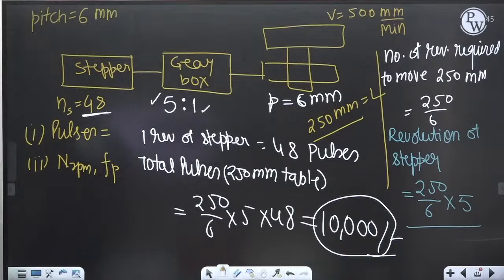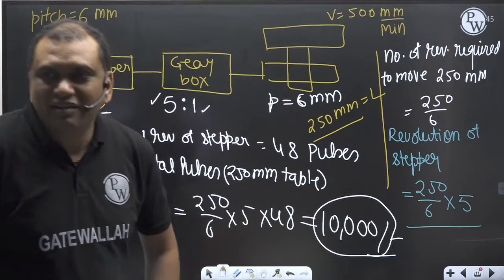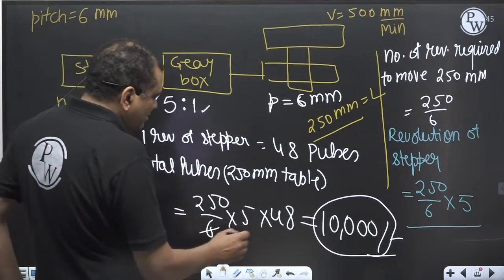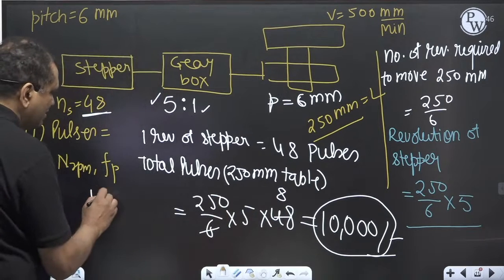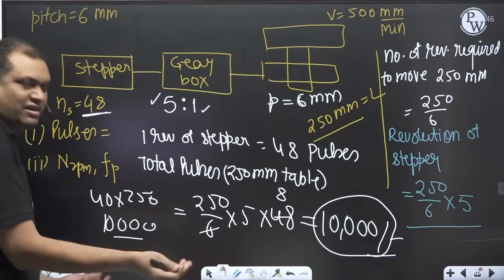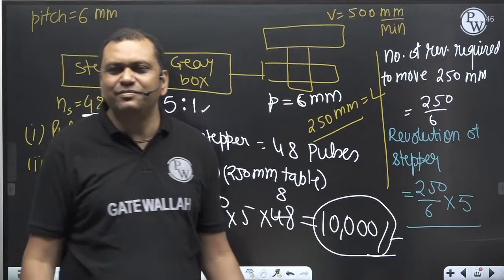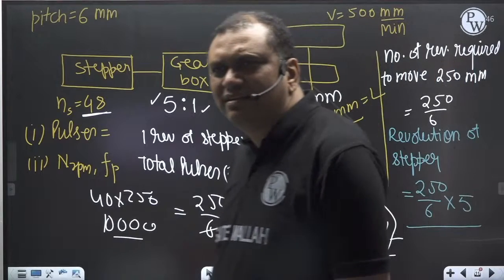Pavan Dravedi, why 20,000? Where is my calculator? 15,000, why? 48 into 5 into 40, into 2.5, 10,000. Only a simple calculation. The answer will be 10,000, a simple calculation.